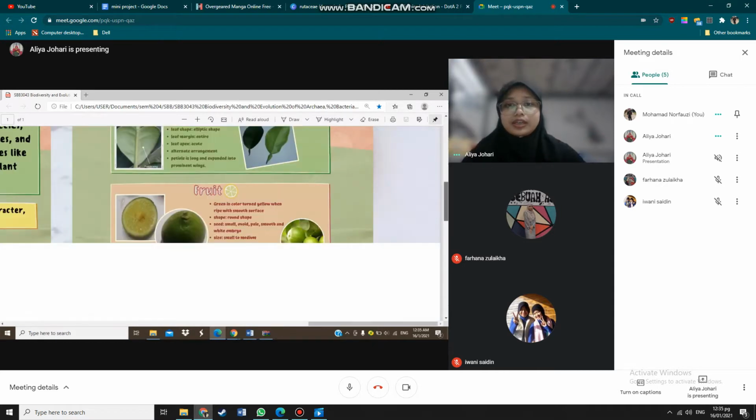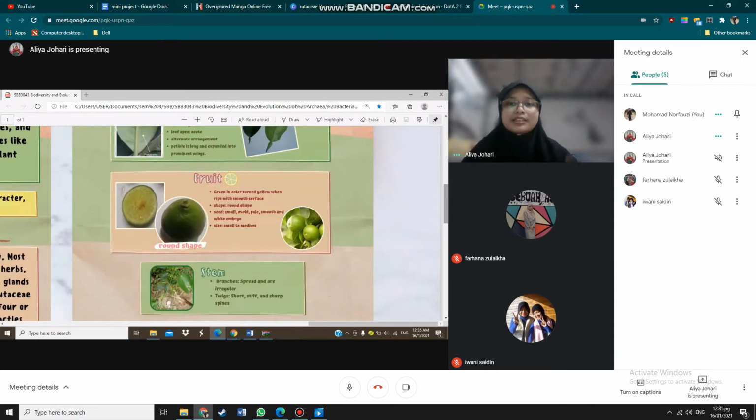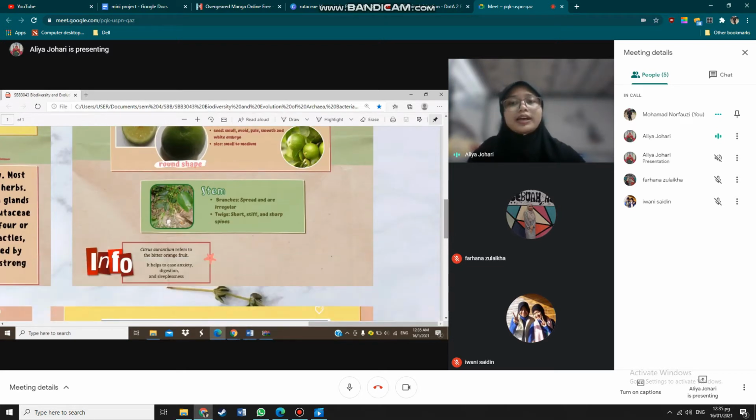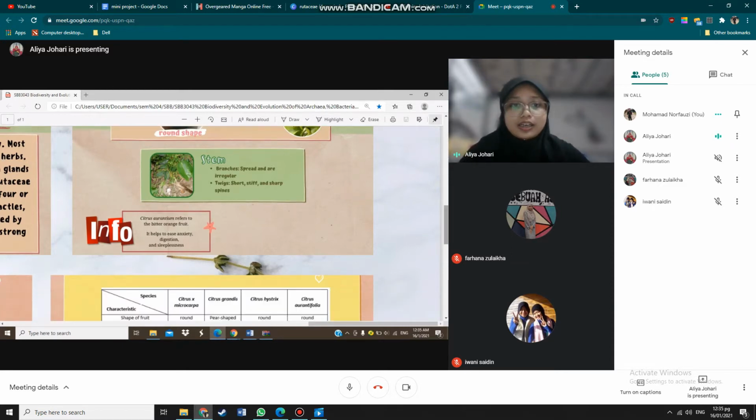Okay, for fruit, it is green in color, turns into yellow when it ripens, and it has a smooth surface. The shape is round. It has seeds that are small and smooth, and the size is small until medium. For the stem, the branches spread and are irregular. The twigs are short, stiff, and sharp. It is not as bitter as the orange fruit, and it helps to ease anxiety, digestion, and sleeplessness.